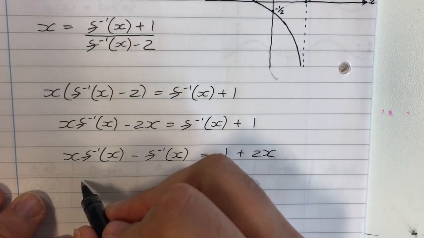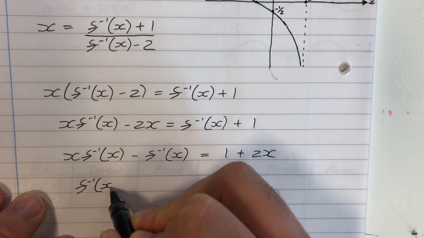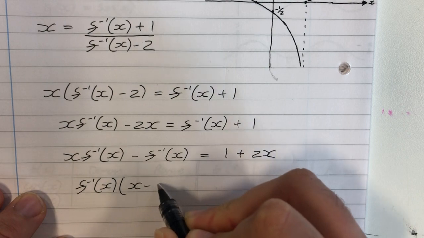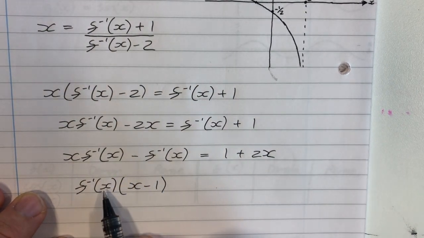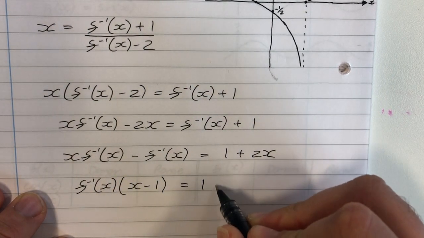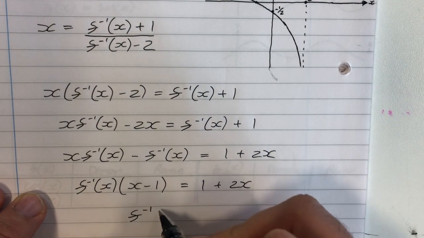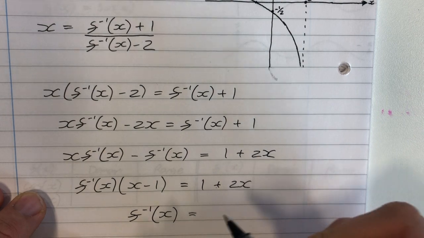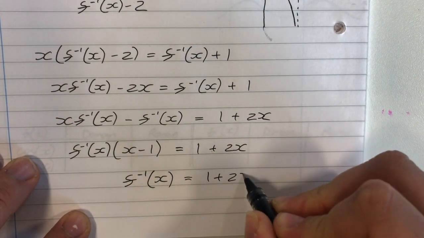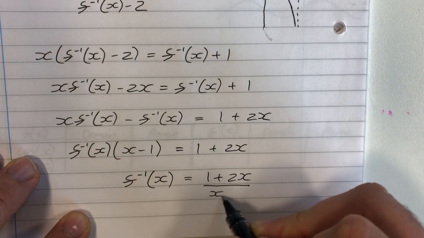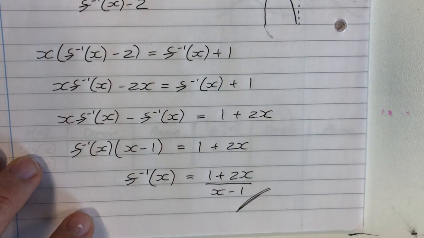Factorise out the inverse. And that's the key to getting two terms down to one, is factorising. And then finally, divide by the junk we don't want. We end up with inverse f is equal to 1 plus 2x divided by x minus 1. That's the answer.